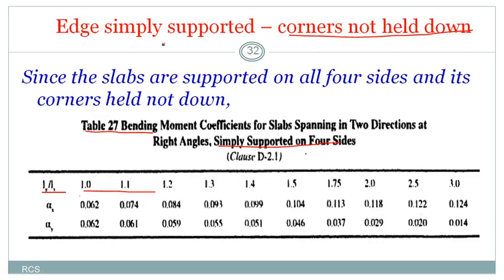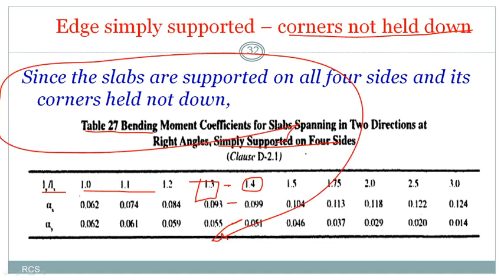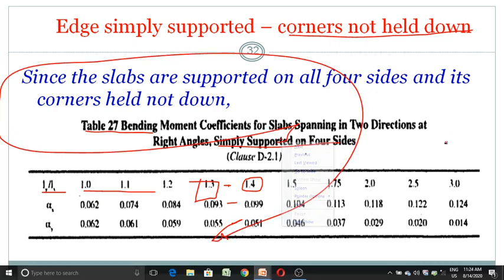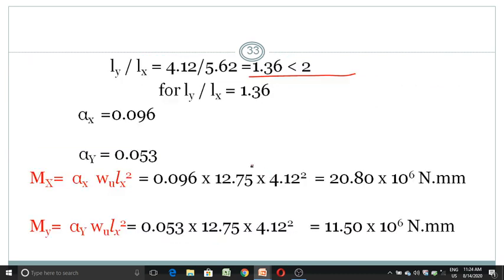For Ly by Lx of 1.36 we don't have a direct value, but for 1.3 we have alpha x and alpha y values, and for Ly by Lx ratio 1.4 we have alpha x and alpha y values, but our value falls in between these. So by using the interpolation technique we can calculate our alpha x and alpha y values.